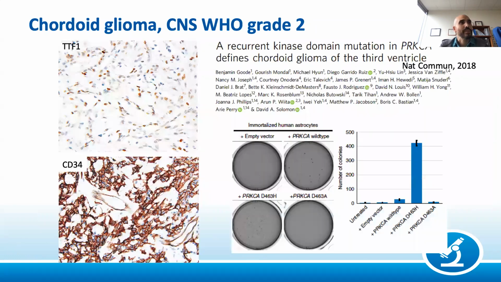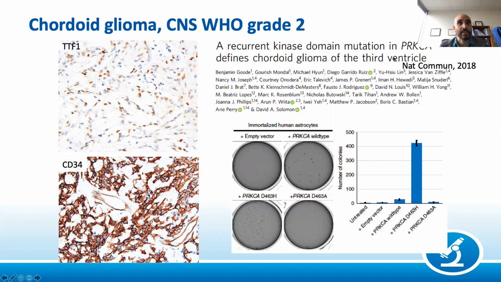Okay, so akin to other tumors arising in the vague distribution of the hypothalamus, these tend to be TTF1 positive. They also are CD34 expressing avidly. But an interesting story has emerged recently on chordoid gliomas, in that they essentially are now associated with a defining mutation involving protein kinase C, the alpha subunit. So here's the paper that described it.